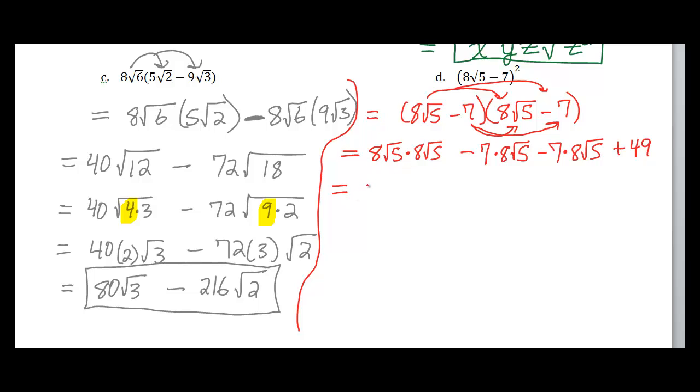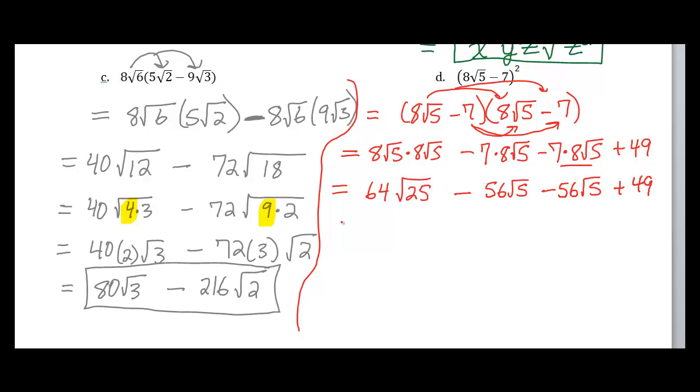I get 8 times 8, which is 64. Square root of 5 times square root of 5 is square root of 25. Minus, well, 7 times 8 is 56, and I still have that square root of 5. Same thing happens here. So I get minus 56 square roots of 5 plus 49.